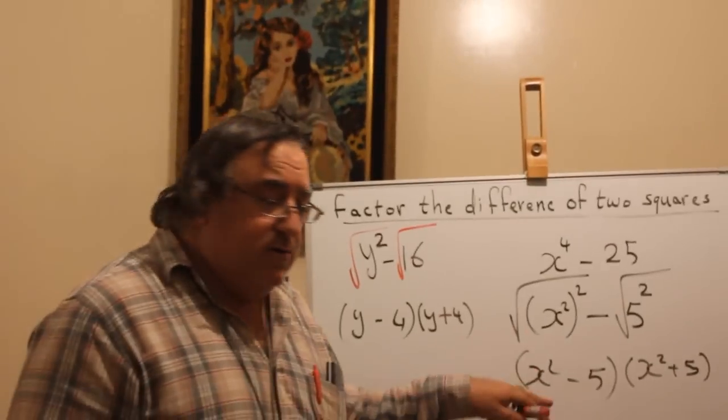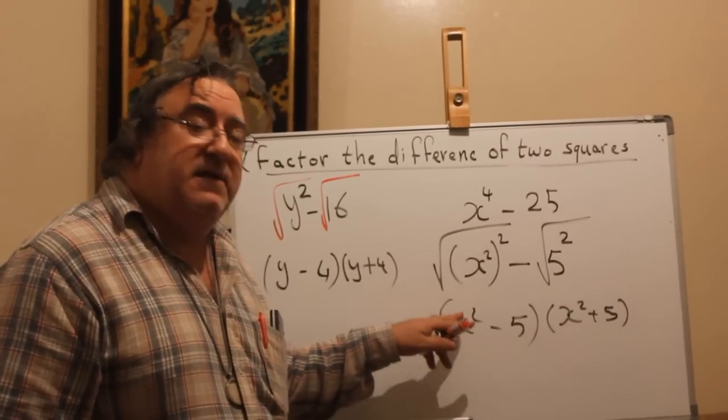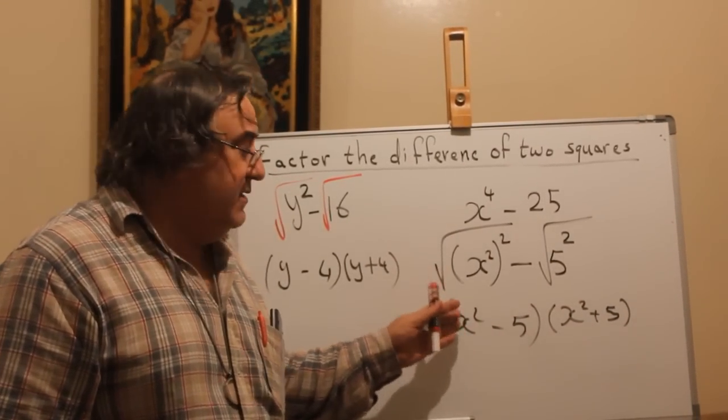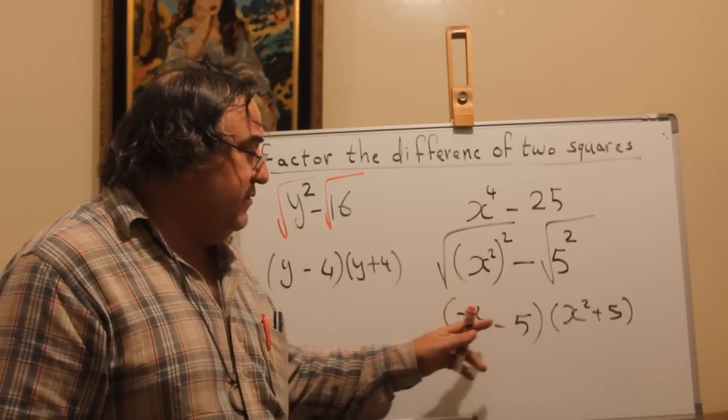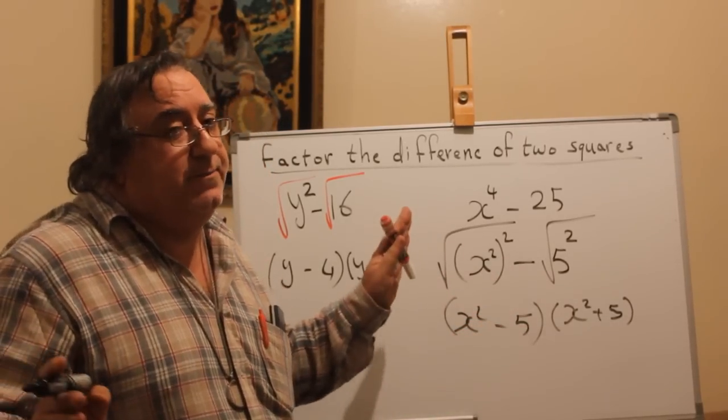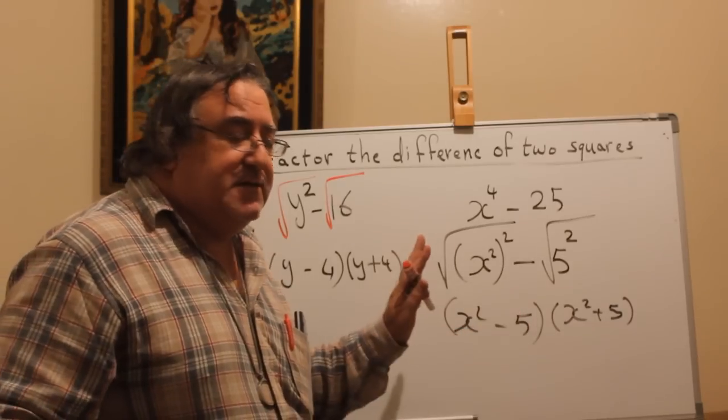Now, I go deeper. Can I factorize this one? As long as it is a perfect square, yes. This x squared is a perfect square, but 5 is not a perfect square, then I stop. As long as it is not a perfect square, I stop.